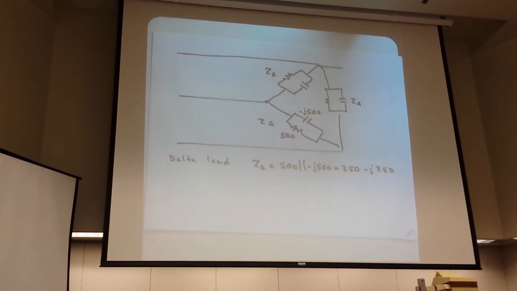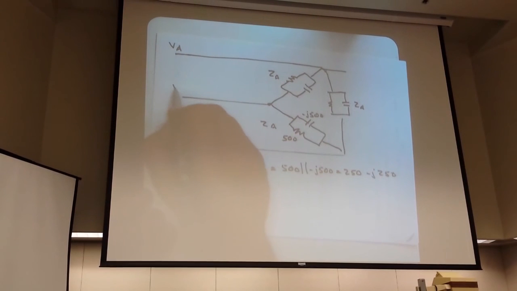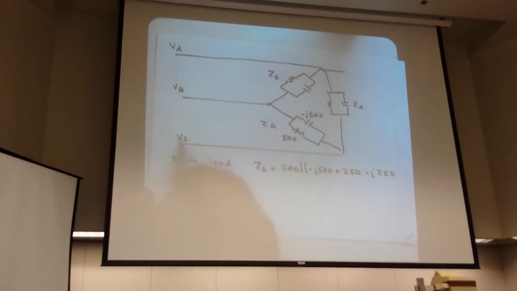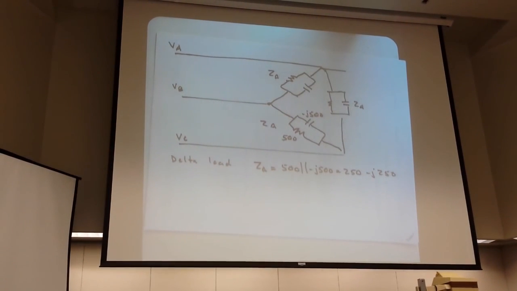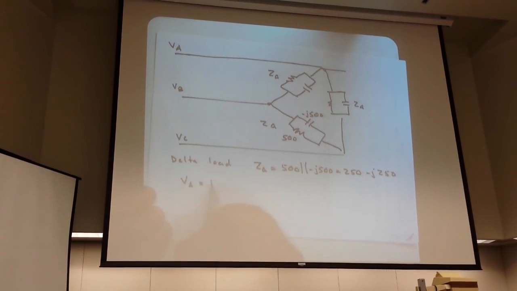So there's our effective delta load. We have a resistor and a capacitor in parallel, and if you do the math, it winds up being 250 minus j250. And we have some line voltages VA, VB, VC. Again, this is a delta load, but VA was given.